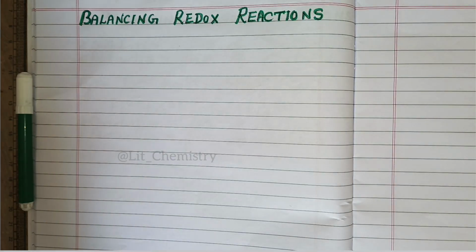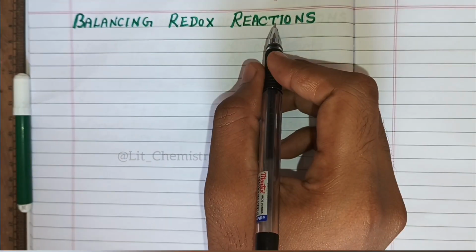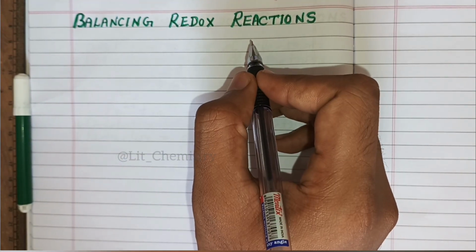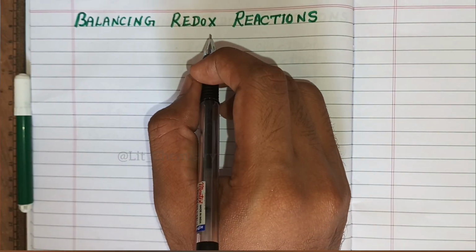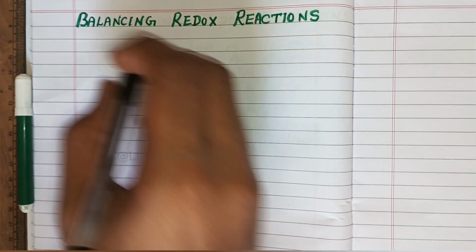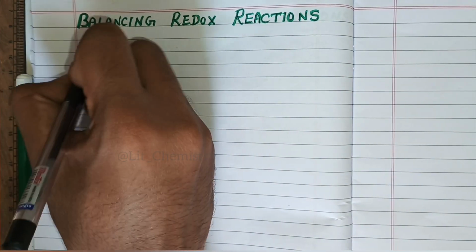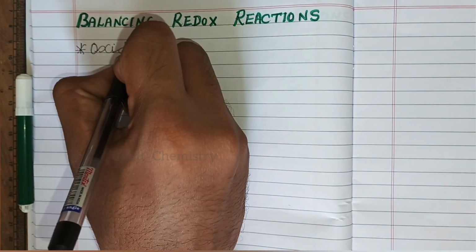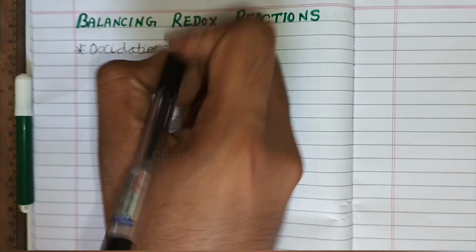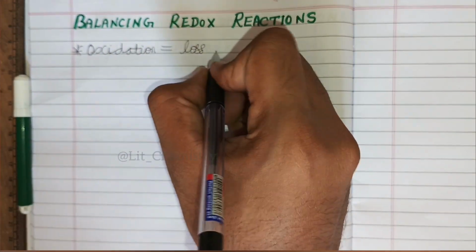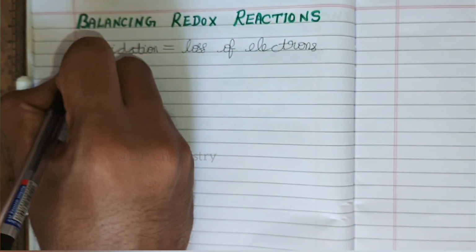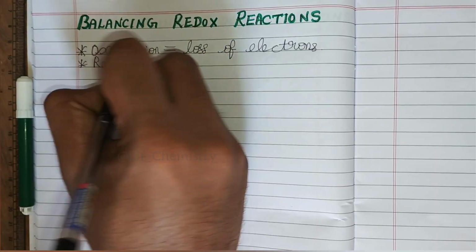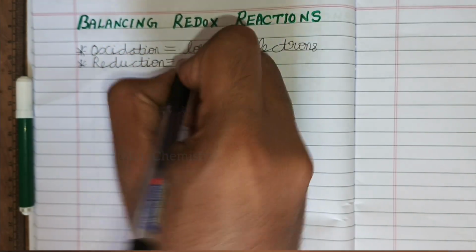Today, we are going to learn one of the most important concepts in chemistry, balancing redox reactions in acid medium. So, what is redox? Redox means reduction plus oxidation happening together. Now, let's take oxidation: it means loss of electrons. This is the very important thing. And reduction means gain of electrons.